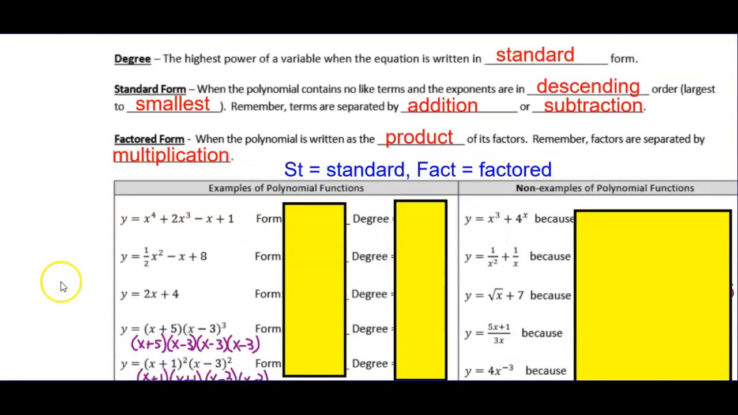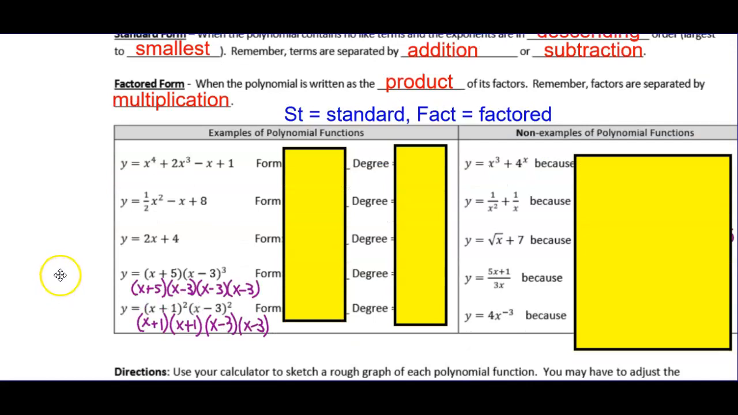All right, so just a little identification exercise here. When you decide what format these polynomials on the left are in, you give either ST for standard or fact for factored. Then you can determine the degree. After you're done with that, just write a number for the degree. So pause here, try all 5 of those, and then come back.